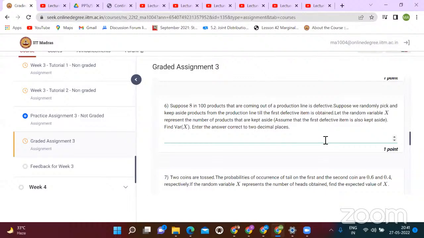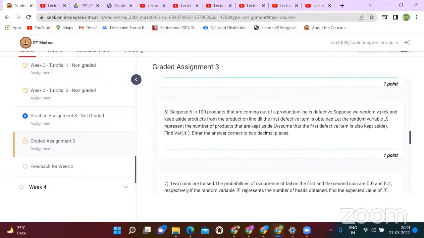Okay, so I didn't see that. I'll just read it out and then I'll be able to know. So suppose 8 in 100 products that are coming from a production line is defective. And then suppose we randomly pick and keep aside products from the production line till the first defective item is obtained. Let the random variable x represent. So it's a GP, I guess, direct. Yes, it's a geometric progression.